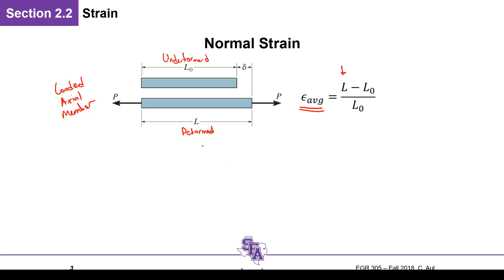Okay, so this is an undeformed length L naught, right? And we're referring to the deformed length L. Really the main difference here is our Greek letter delta. So delta is equal to the deformation, right? So the change in original length.